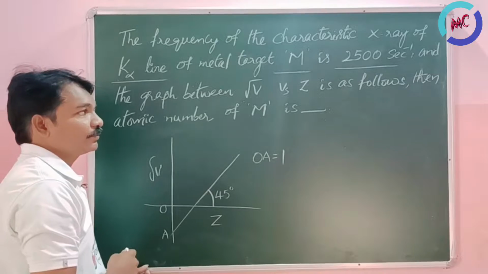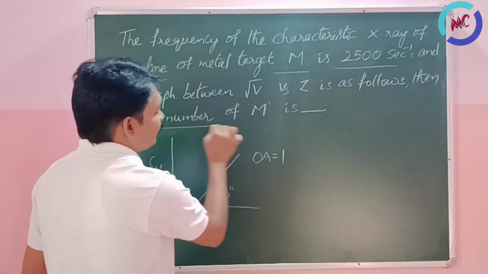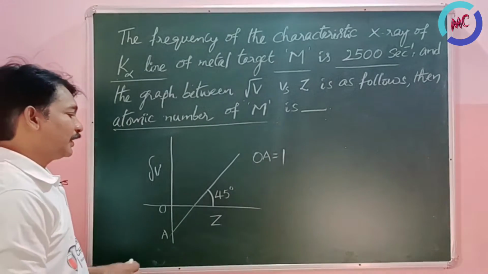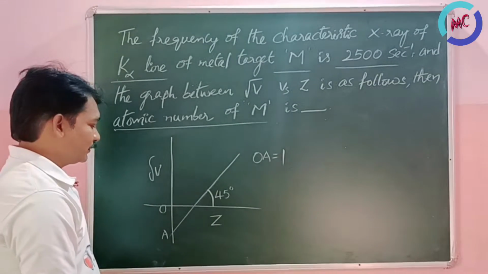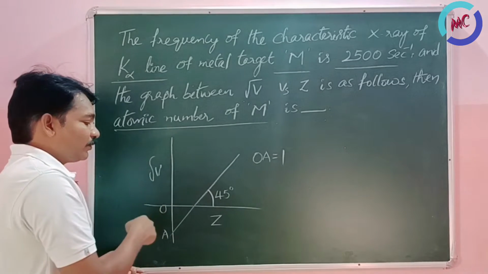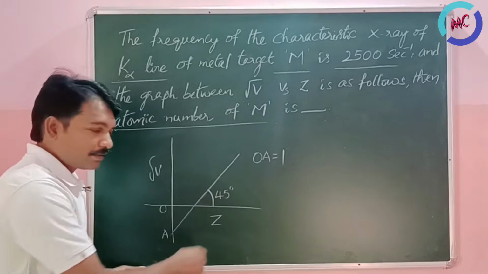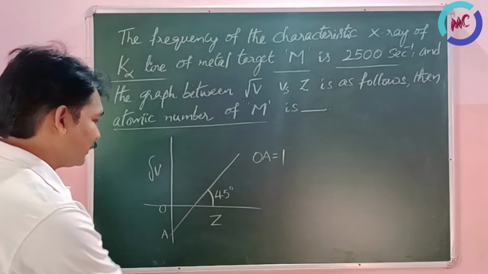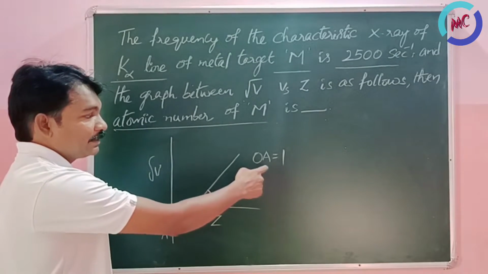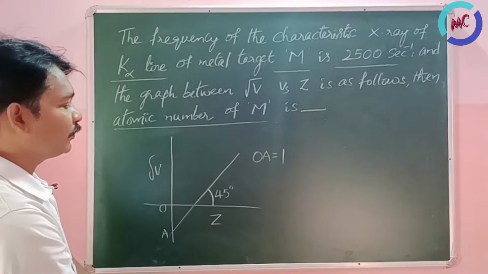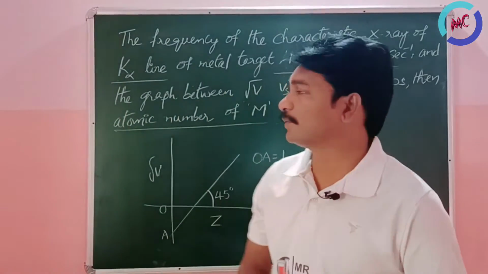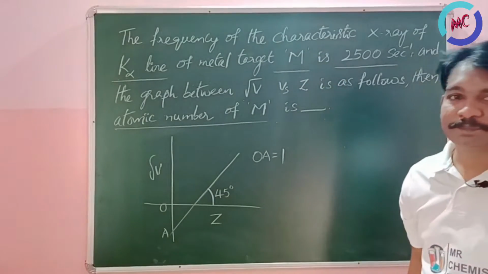Then the atomic number of M is what they are asking. We have to find out the atomic number of M. They gave the graph here. In the graph, the frequency nu is on the y-axis and atomic number Z is on the x-axis. And see here, there is an angle of 45 degrees and there is an intercept OA equal to 1. By using these values, we have to find out the atomic number of M here.